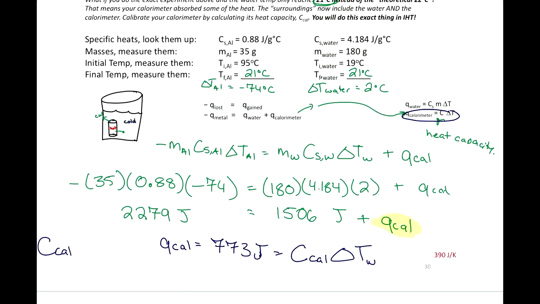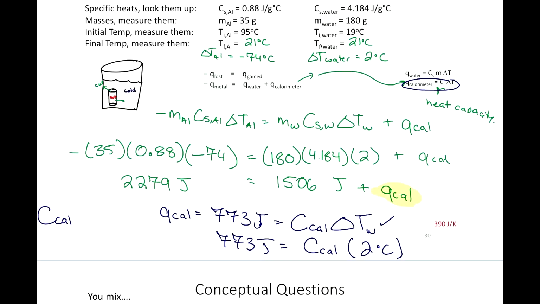We're going to assume that the cup changes the same temperature as the water itself. So we already know what delta T water is. This number is 2 degrees Celsius. So 700 joules of energy equals C cal times 2 degrees Celsius. So we can calculate that C cal for this experiment is about 387 joules per degree Celsius.